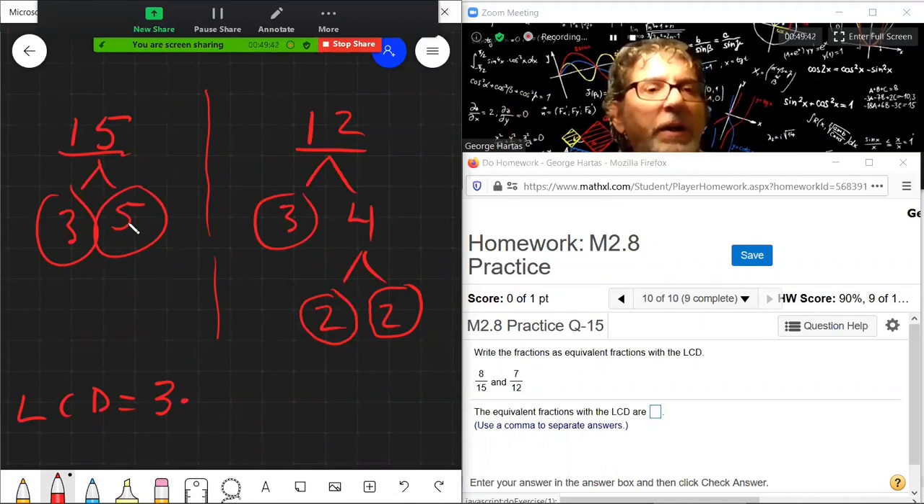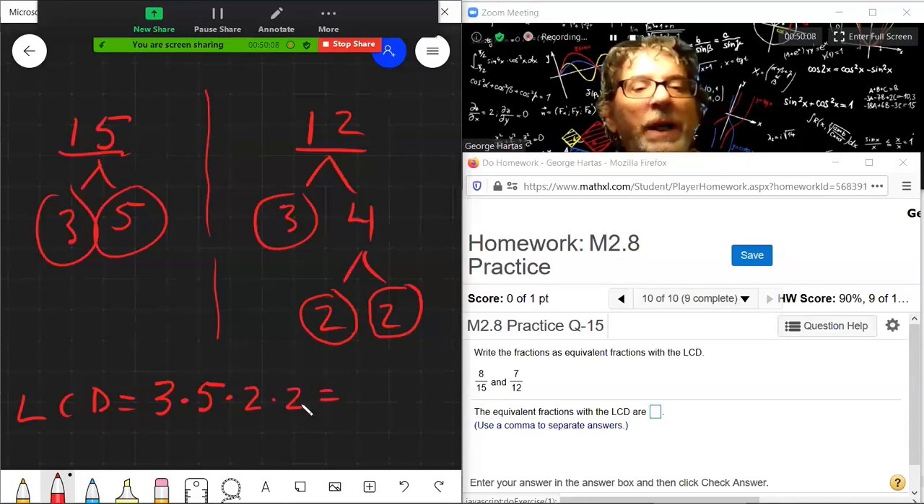One 5 here, no 5s here. There are more 5s here, so the 5 comes down. We already looked at the 3. The 3's done. We looked at it. Now there's two 2s here. There are no 2s here. Since there are more 2s here, the two 2s come down. And we're going to multiply this out.